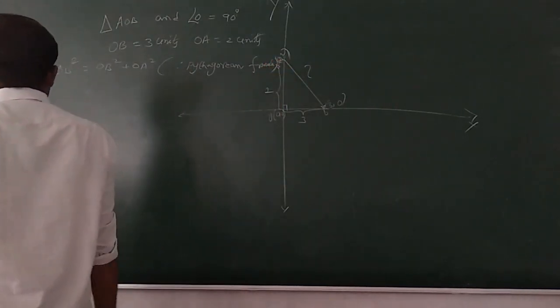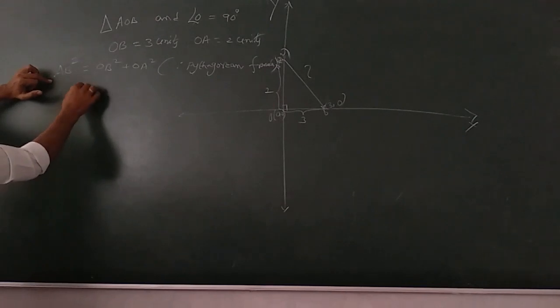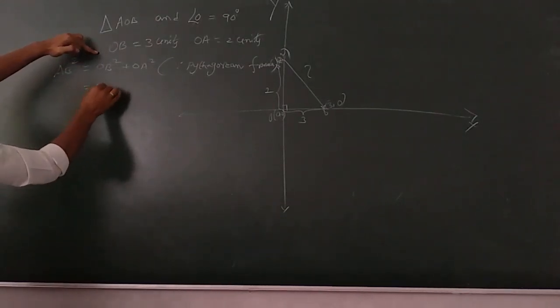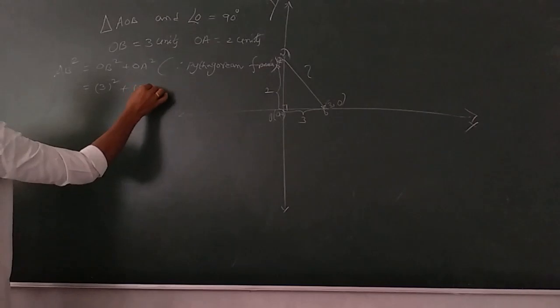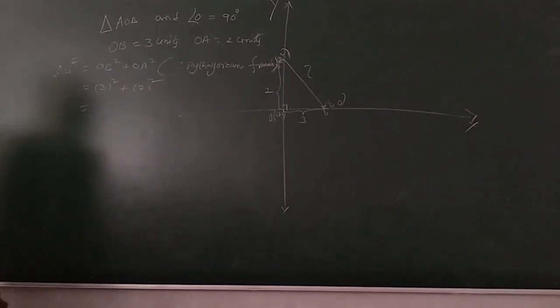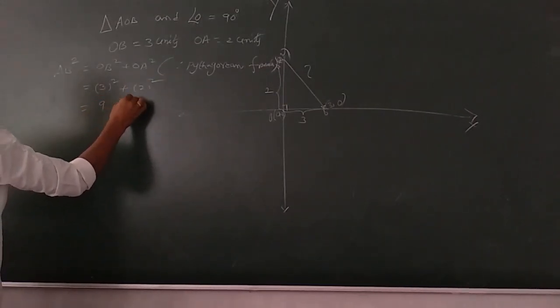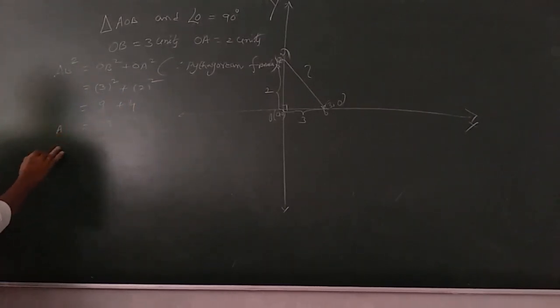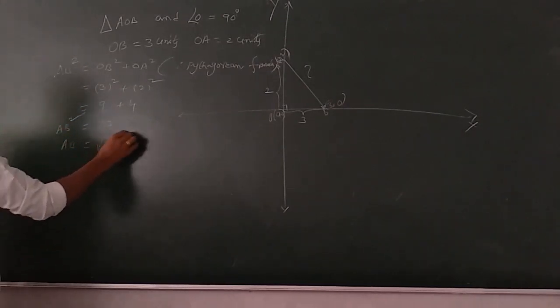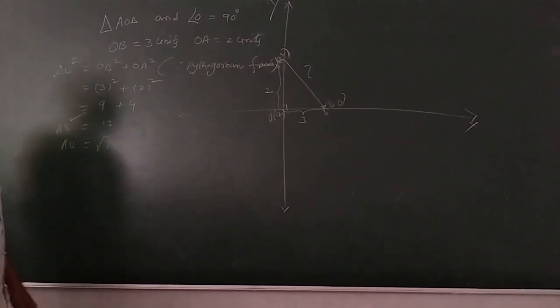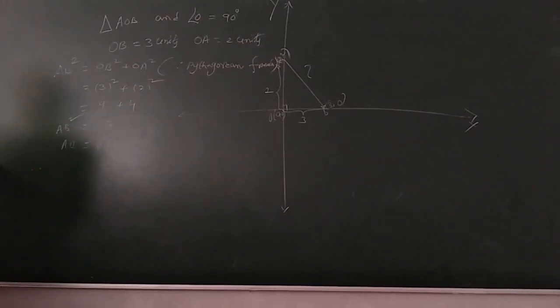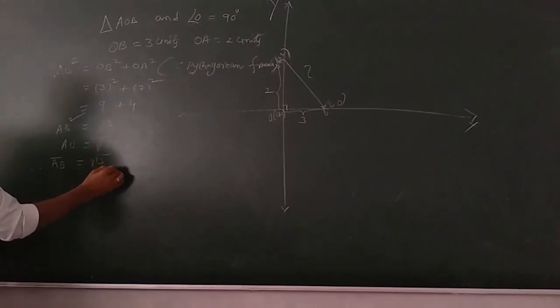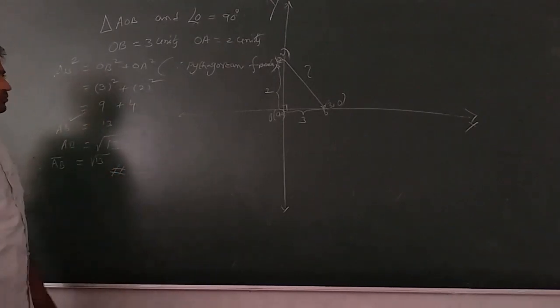By the Pythagorean formula, OB, 3 whole square, plus OA, 2 whole square, which is equal to 9 plus 4, which is equal to 13. AB square equal to 13. AB equal to square root of 13. Therefore, the distance between A and B, AB, is equal to square root of 13. Right?